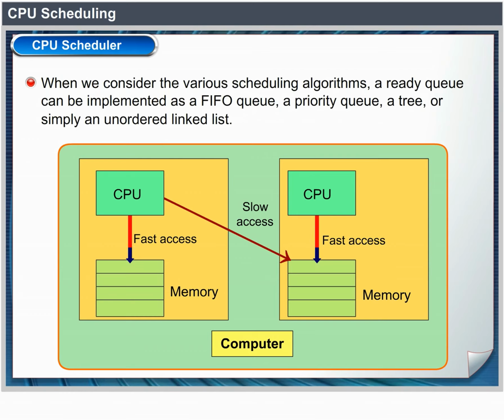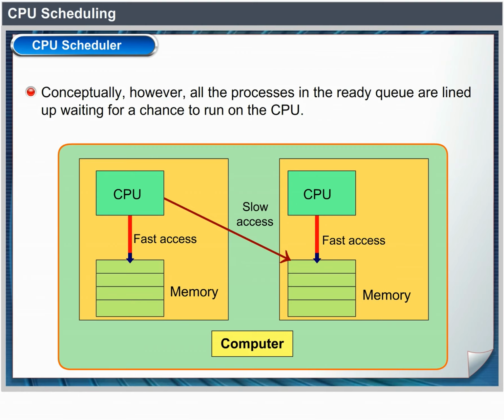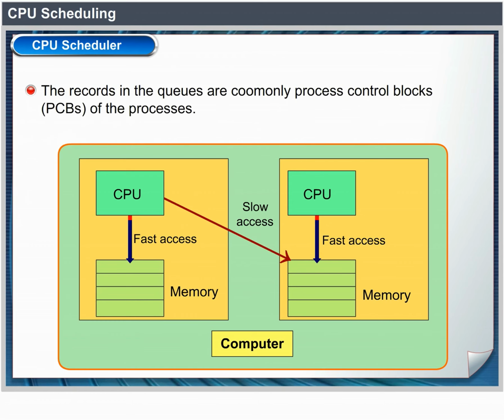As we shall see when we consider the various scheduling algorithms, a ready queue can be implemented as a first-in, first-out queue, a priority queue, a tree, or simply an unordered linked list. Conceptually, however, all the processes in the ready queue are lined up waiting for a chance to run on the CPU. The records in the queues are generally process control blocks (PCBs) of the processes.